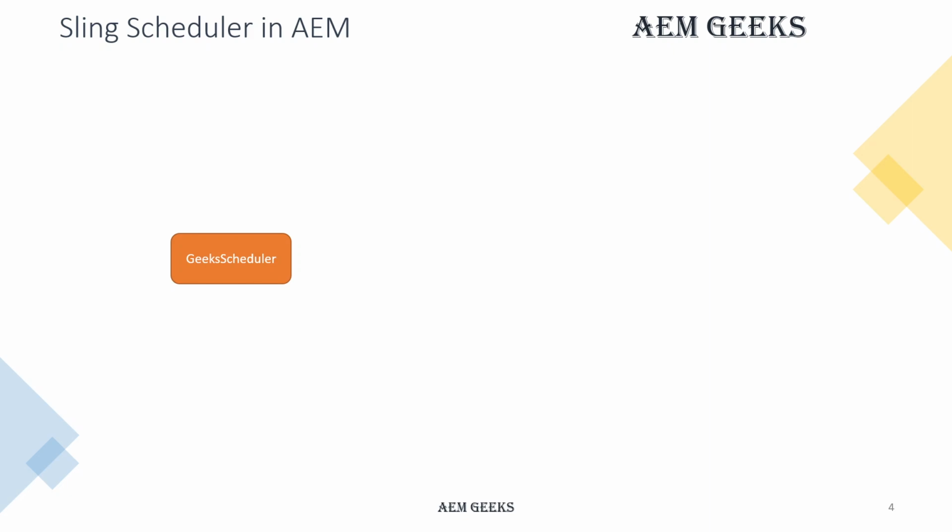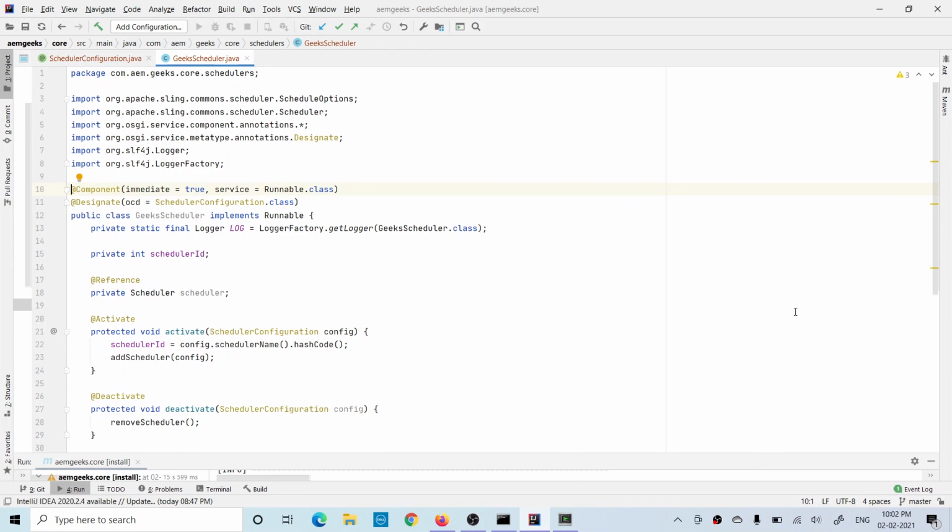I'll write a scheduler called Geek Scheduler, and I'll have an OSGi configuration. I'll use this OSGi configuration to provide input to this scheduler, like the cron expression and whatever information we need. I will use the Runnable interface to write this scheduler.